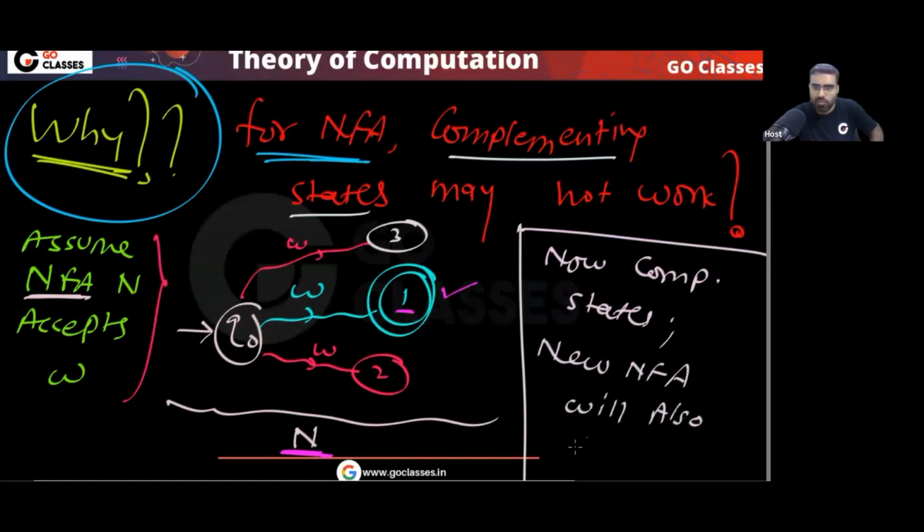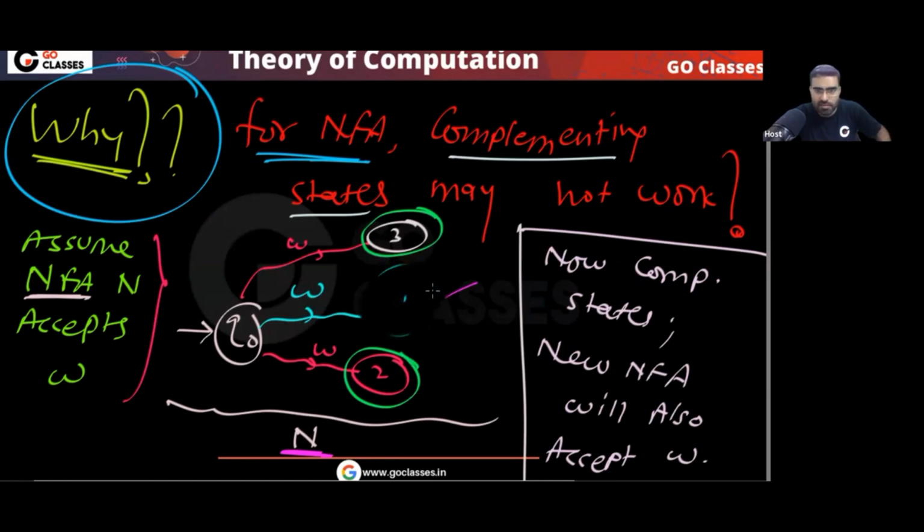New NFA will also accept W because of 2, 3. See, the new NFA will be like this. Yes or no? Is this point clear? Your new NFA will be like this. Now your new NFA is also accepting because of 2, 3. So now this idea, is this clear?